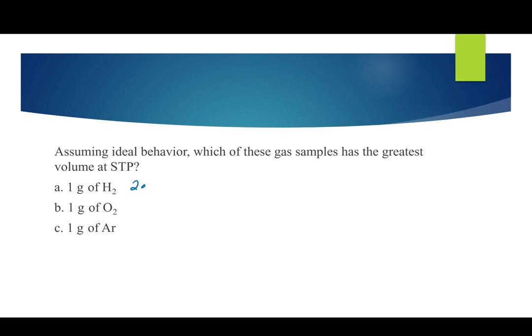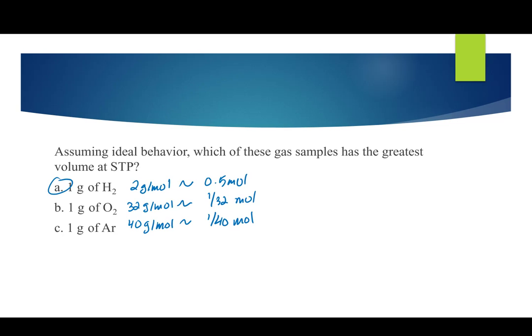hydrogen's about 2 grams per mole, oxygen's about 32 grams per mole. Argon's about 40 grams per mole. So I have the most hydrogen because I have about half a mole of hydrogen. I have 1/32 of a mole of oxygen. I have 1/40 of a mole of argon. So the most amount of stuff is hydrogen. And since hydrogen has the most stuff, the most amount, hydrogen also has the highest volume because they are directly related.